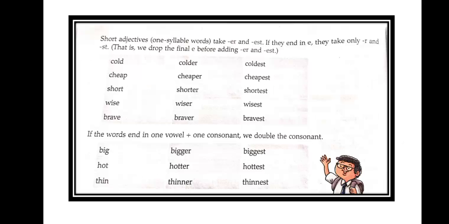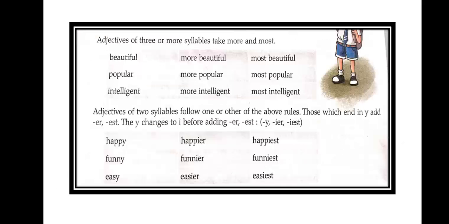Thin, thinner, thinnest. Next one, adjectives of three or more syllables take more and most. Here, beautiful, popular, intelligent. We cannot write er and est here. So we have to use more before them: more beautiful, most beautiful.